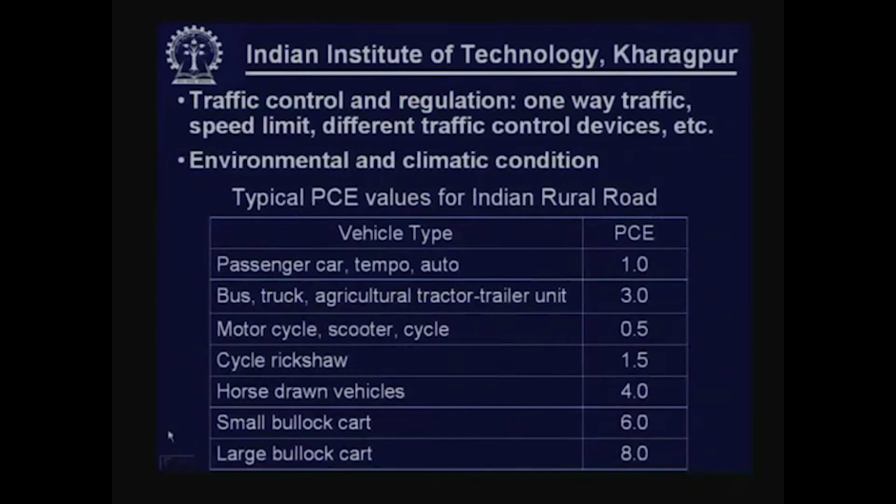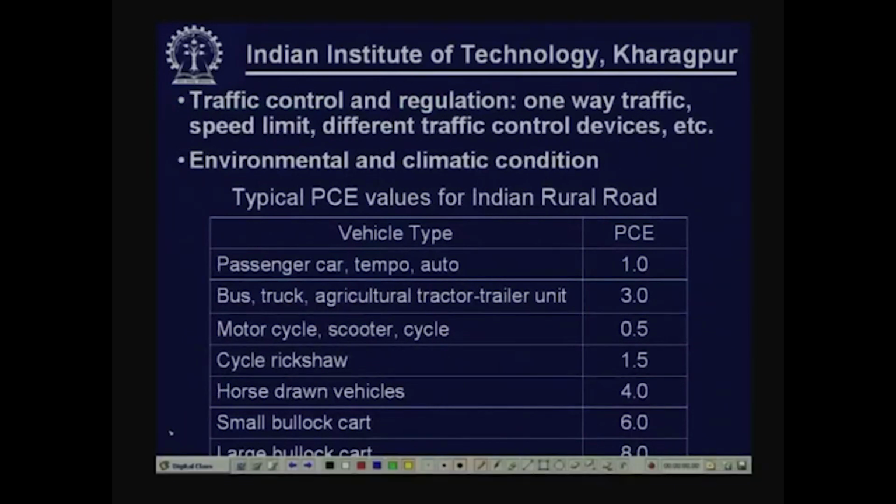You have traffic control and regulation, that also may affect passenger car equivalency, because whether it is one-way traffic or two-way traffic, whether they have posted speed limits, what are the different control devices you have en route, and it will also get affected by environmental and climatic conditions. So, you know, there are a large number of factors which affect this passenger car equivalency.